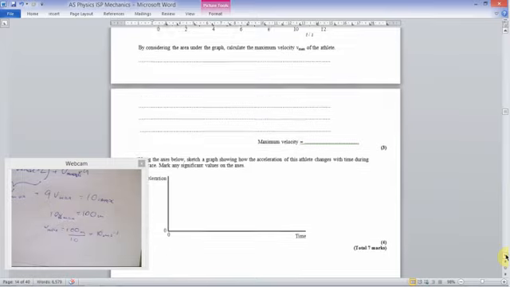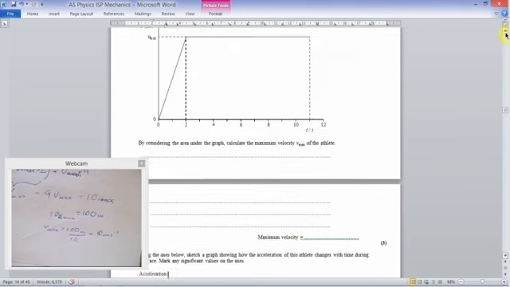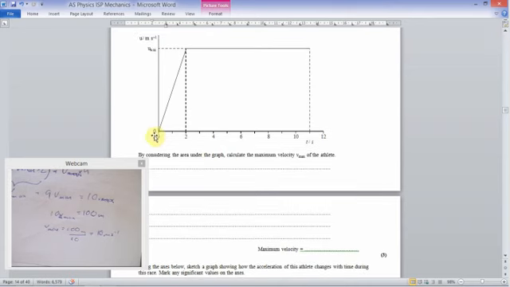Nice question to get. So using the axes below, sketch a graph to show how the acceleration of the athlete changes during the race. Mark any significant values on the axes. Okay, so we know that in the first 2 seconds is an acceleration that takes place. Well, if this is 10, and that's in 2 seconds, well, the acceleration must be 10 divided by 2, so that's 5. So the acceleration during the first 2 seconds is 5, and then after that the acceleration is 0 because the velocity is staying the same.